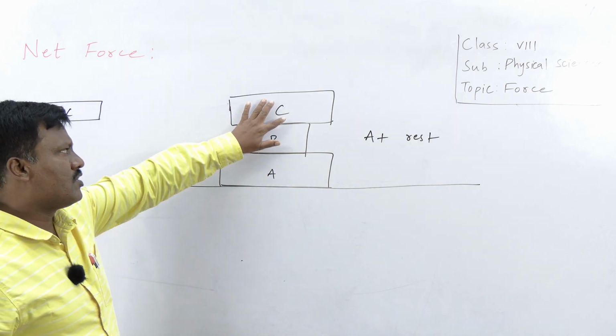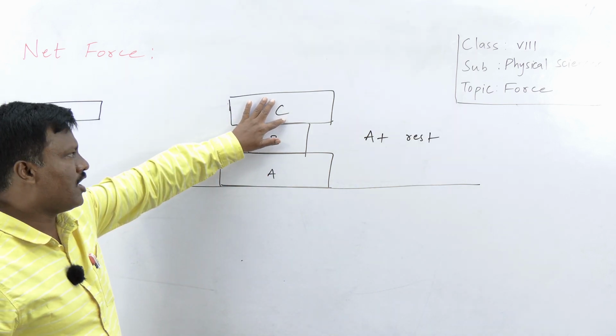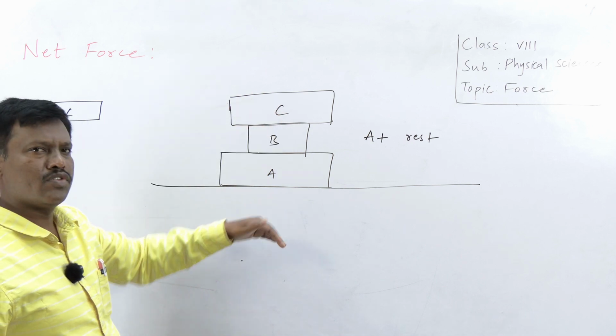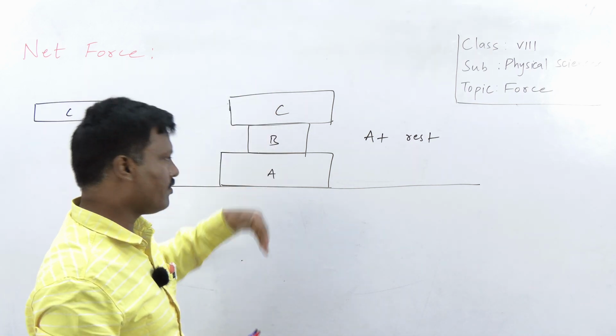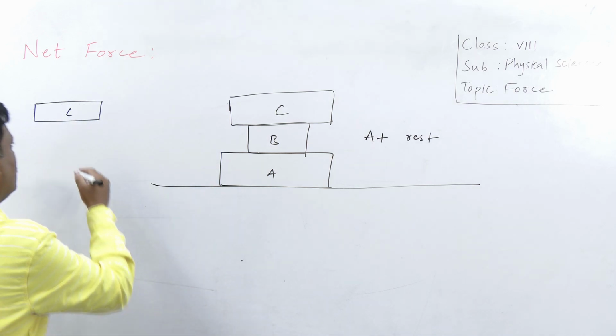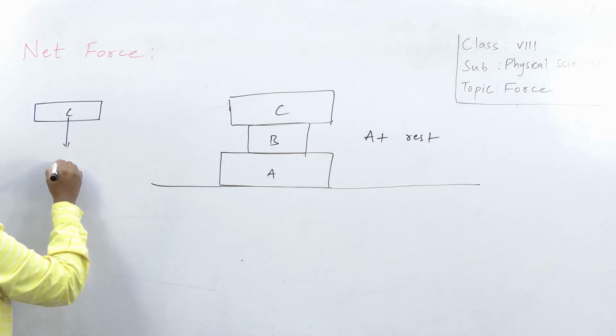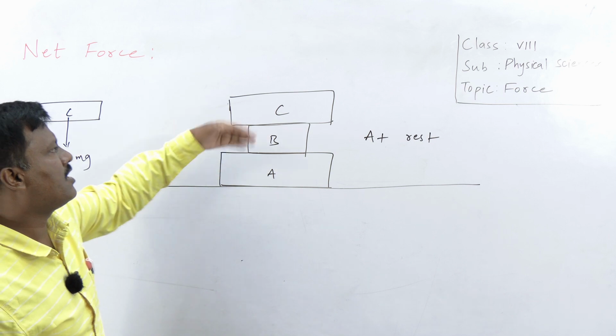Now the forces acting on block C. There is a gravitational force on every body; it is common on every body. So in which direction does gravitational force act? In the downward direction. So this is one force acting on block C. What is the other force acting on block C?